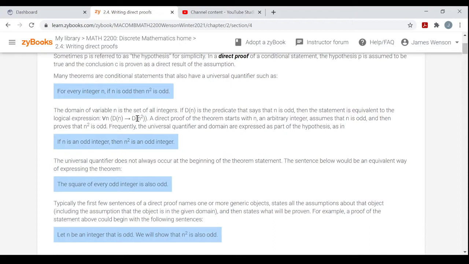And you can do this also. If you want to, you could take a statement in English and write it in logic, right? Write it with our logical symbols, and you can do that if you wish as well, if it makes it clearer for you.